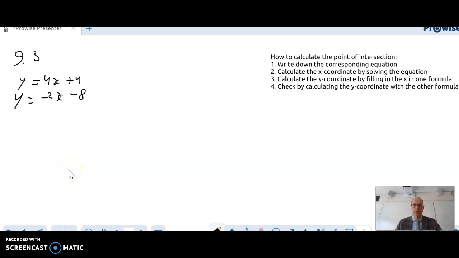Welcome to this short movie on how to calculate the point of intersection. What is the point of intersection? If we have two formulas, you can also make a graph out of them.